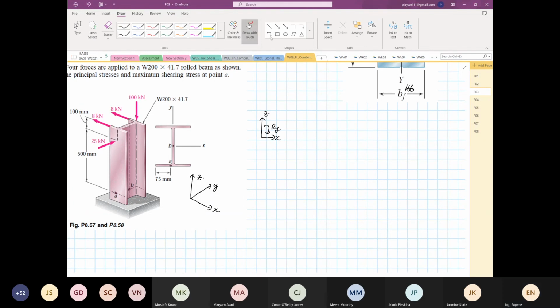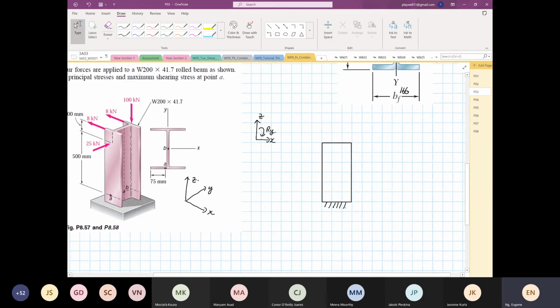600, 150. So 150, 600. So 2, 4, 6. I'm doing 600 up to the element, okay? And then 75, 75. Okay, so this is my view now. Okay, so I'm watching that on my XY plane.